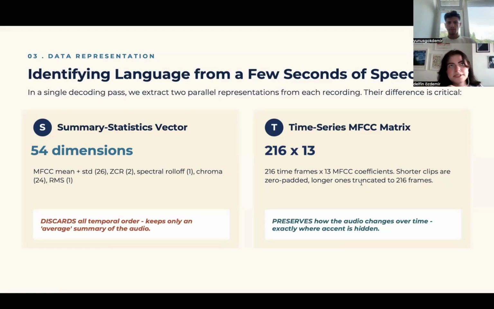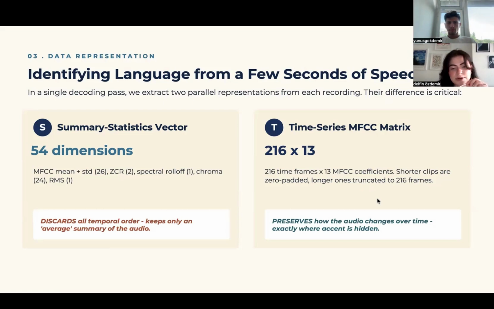And here's why this matters so much for our test. Think about what actually makes an accent. It's not a static, average quality of someone's voice. It's dynamic. It's how they glide from one vowel to another, the rhythm of their speech, the melody, the timing, all of the changes over time. The summary vector flattens it away. The time series representation keeps it.